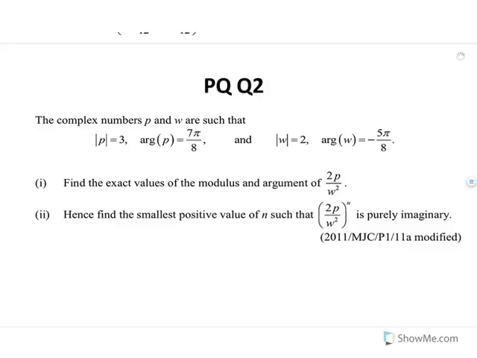Okay, we need to find the exact values of the modulus and argument of 2p over w squared. From here, a very quick recap on what we taught before during lecture. Remember, when we are talking about the argument of z1 z2, for example two different complex numbers, this is the same as the argument of z1 plus the argument of z2.